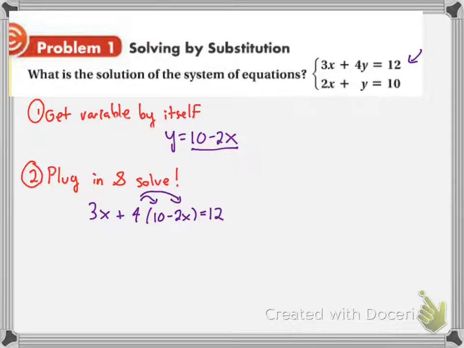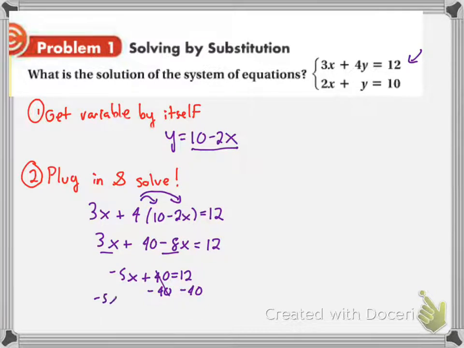So from here, I'm going to distribute on both sides. The 3x and 8x are on the same side, so I'm going to combine that to be negative 5x. Subtract the 40. Divide both sides by negative 5. Now a negative over a negative is going to turn positive. You're going to be left with x equals 28 over 5, or 5.6.